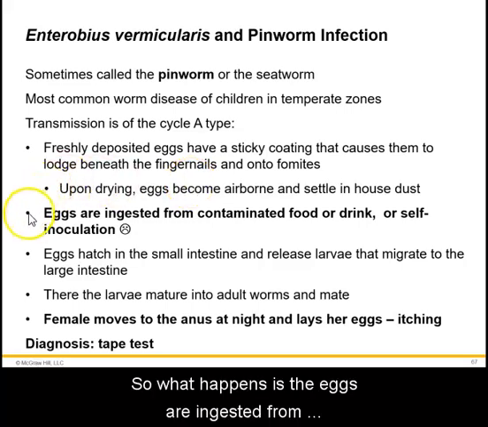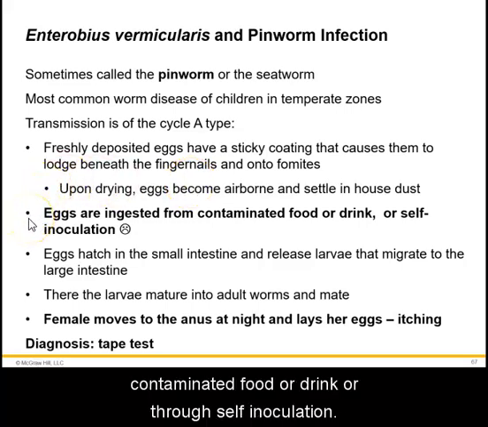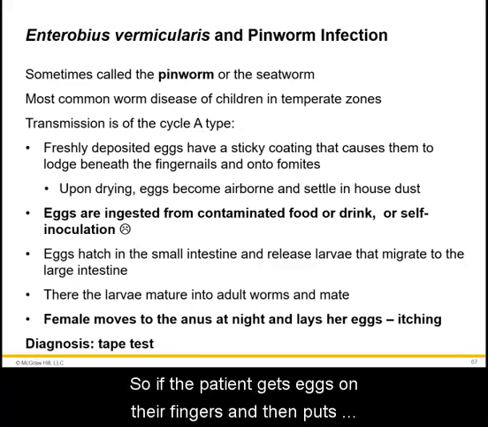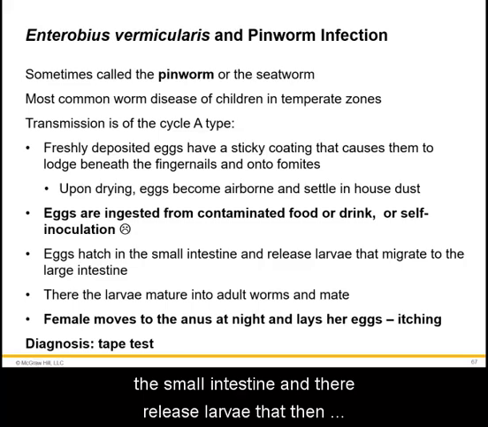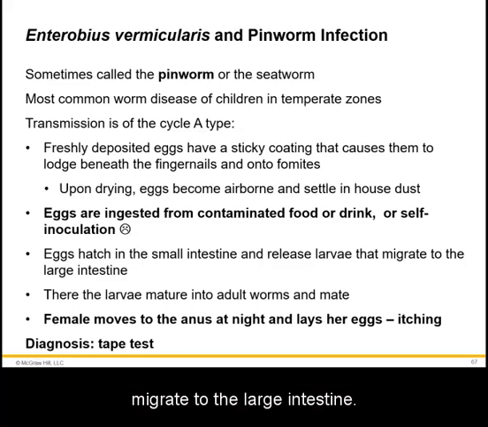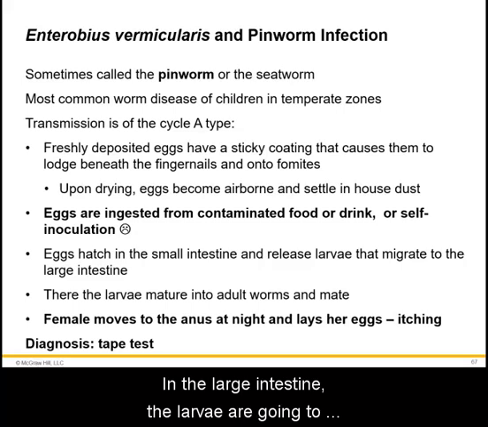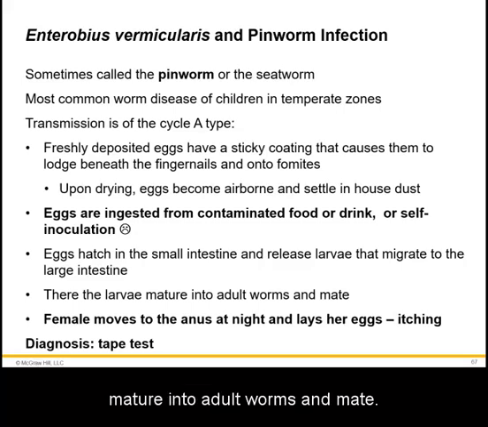So what happens is the eggs are ingested from contaminated food or drink or through self-inoculation. So if the patient gets eggs on their fingers and then puts their fingers in their mouth, eggs are going to hatch in the small intestine and there release larvae that then migrate to the large intestine. In the large intestine, the larvae are going to mature into adult worms and mate.